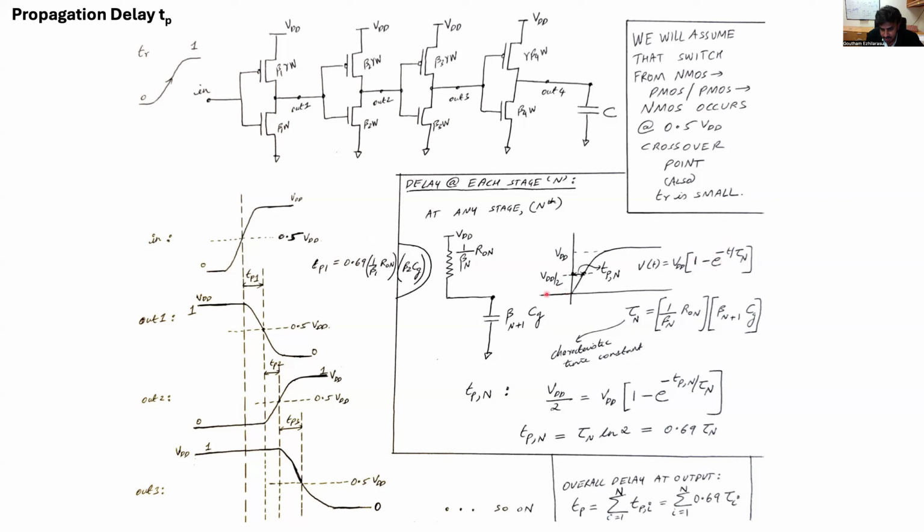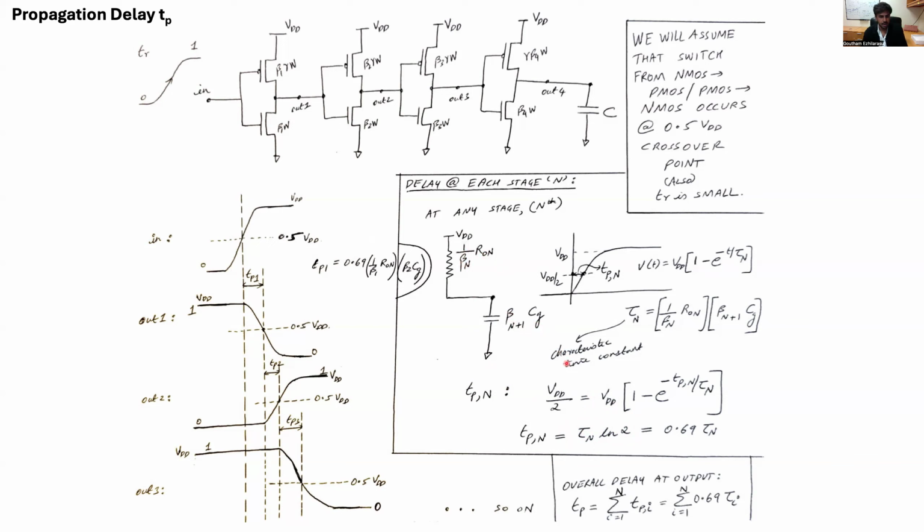And the time it takes for the output voltage here, which is the input to the next inverter stage, to go to VDD over 2 is called the propagation delay. Substituting V over T as VDD over 2 and simplifying, we get the propagation delay equal to natural log 2 times the time constant tau. The time constant tau is just the RC delay, which is 1 over beta n R on times beta n plus 1 times CG, right?